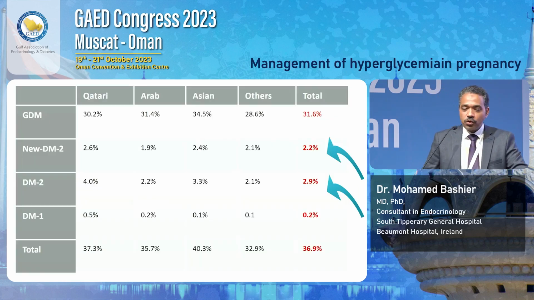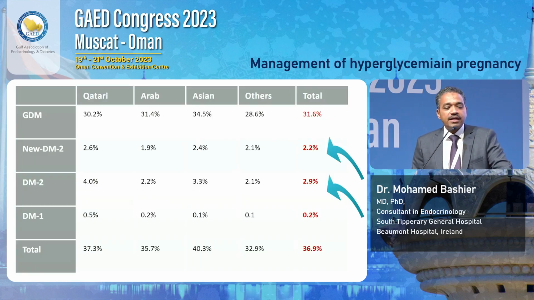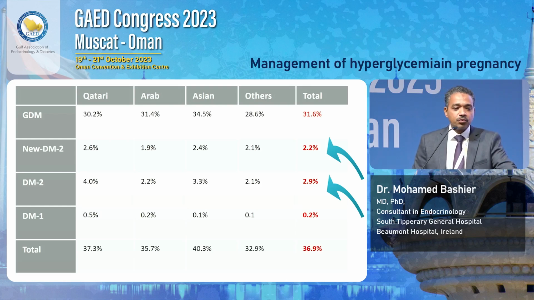However, as I said, we looked at a large number of our patients. It's higher than that in our region. About 2.9% have it before pregnancy, known, and 2.2% we detected early in pregnancy. So we're talking about 5.1% of our population having diabetes, mostly type 2. It's more common among the Qatari population, approaching 6.6%.